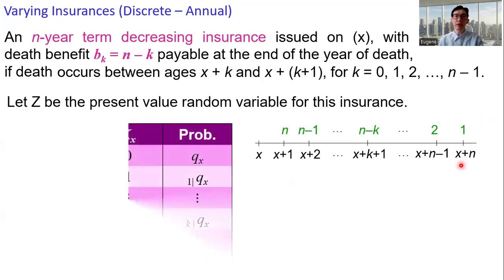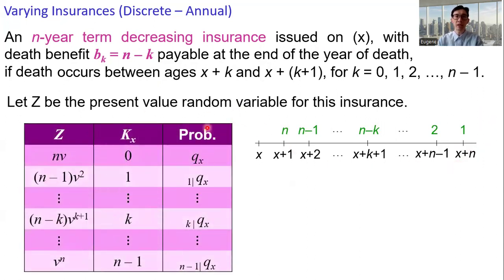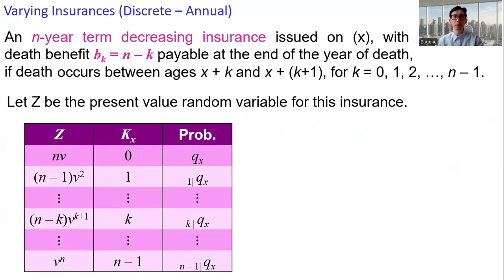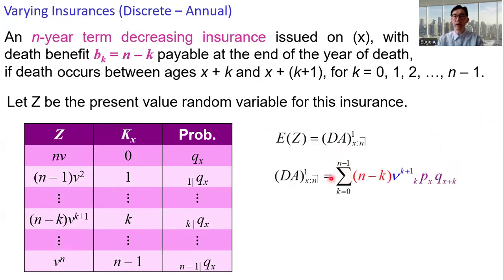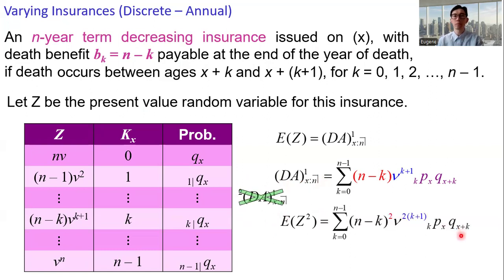Let Z be the present value random variable. This is the PMF table. And then we can get the expected value. The actuarial notation for decreasing insurance is DA. And then we have the expression. For the second moment, again, there's no standard actuarial notation for decreasing insurance. And these are the expressions for decreasing insurance.